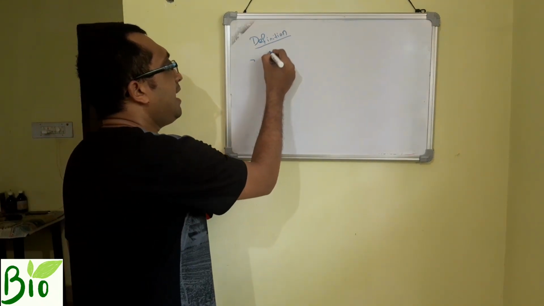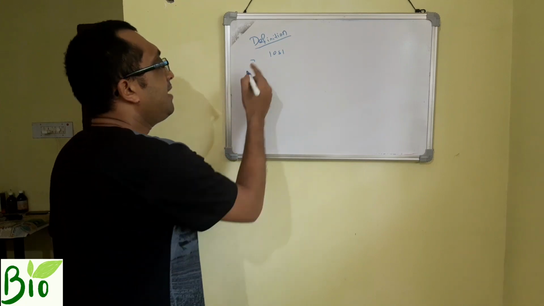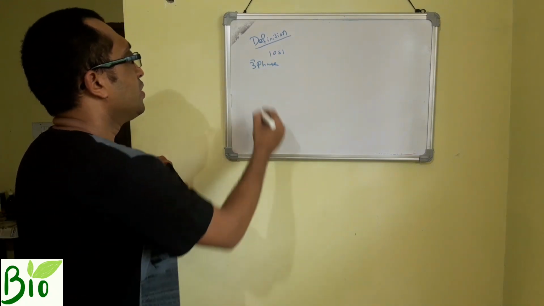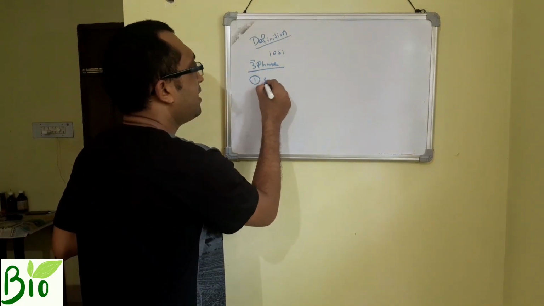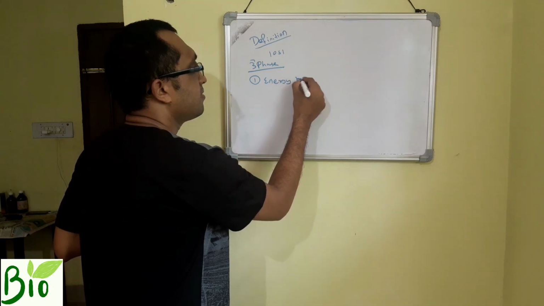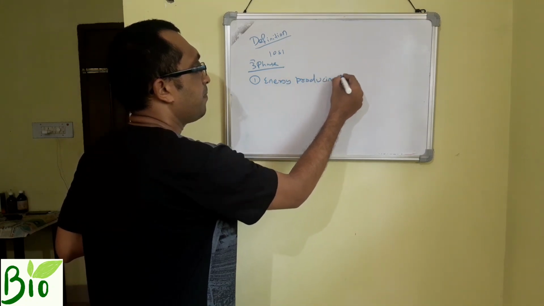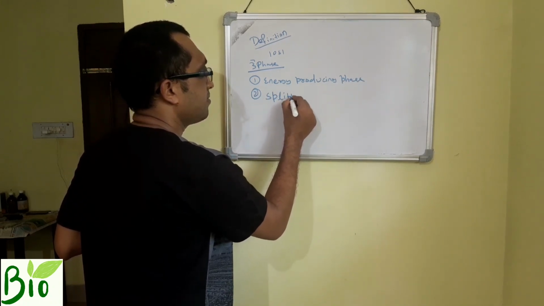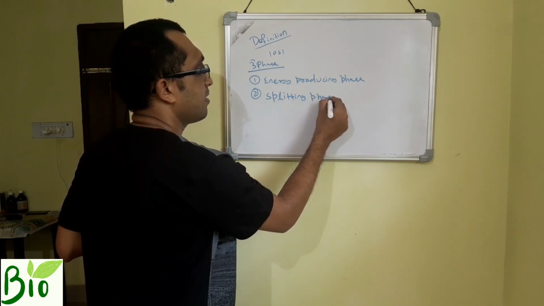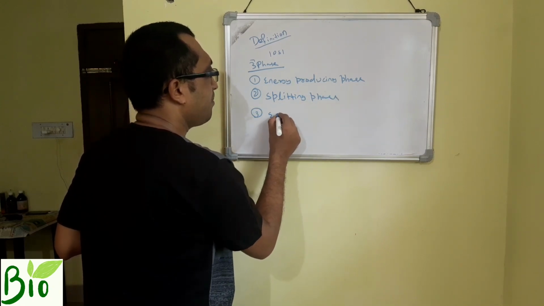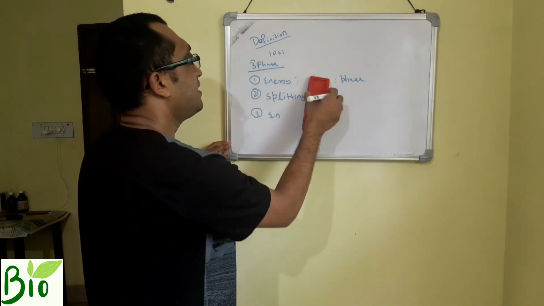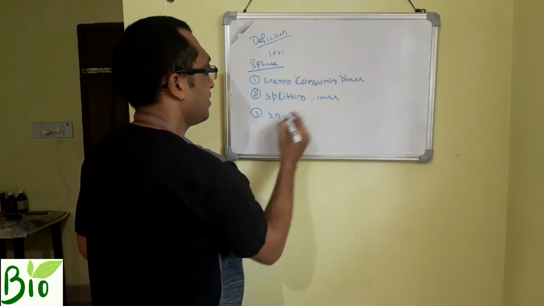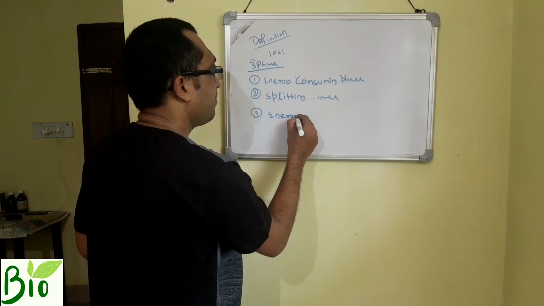Then we will know the steps of glycolysis. Glycolysis has 10 steps, but divided into 3 phases. The first is the energy consuming phase, the second is the splitting phase, and the third is the energy producing phase.